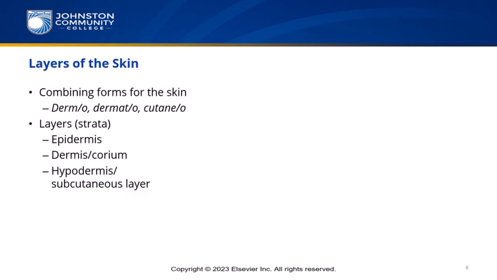Layers of the skin. Let's start with the combining forms for the skin. So we can say we have dermo, dermato, and cutaneo. Do you recognize any of these combining forms? The skin is arranged in layers. The top layer is the epidermis: epi meaning above or upon, derm again meaning skin, and is for a structure. Hence the term epidermis is the top layer of the skin.